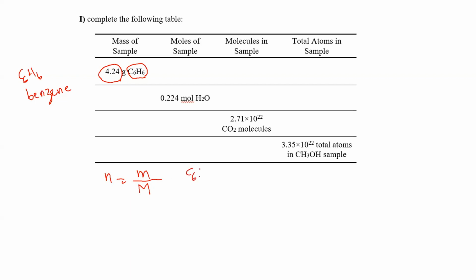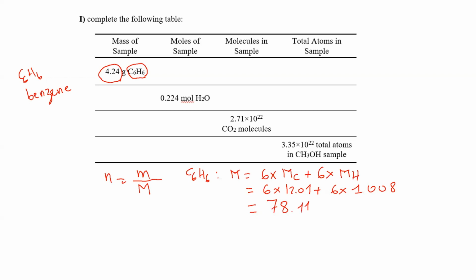So it's C6H6. The molar mass will be equal to 6 times the molar mass of carbon plus 6 times the molar mass of hydrogen. The molar mass of carbon is 12.01 and the molar mass of hydrogen is 1.008. We always get 4 significant figures when it comes to the molar mass. And here, if you calculate it, it's going to be 78.11, and the unit is gram per mole.